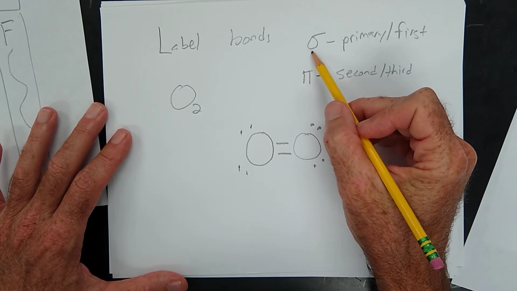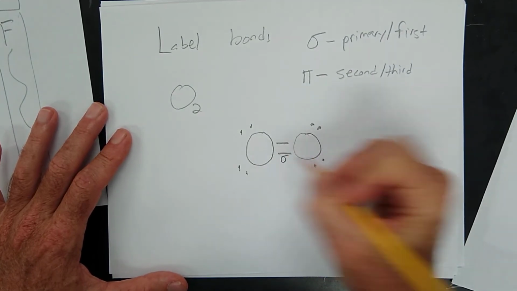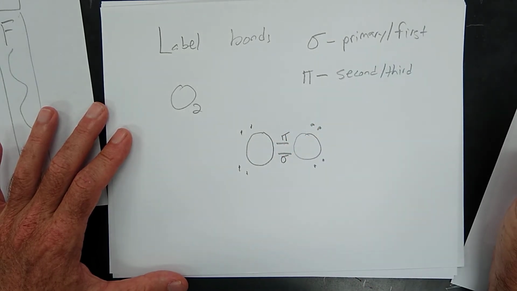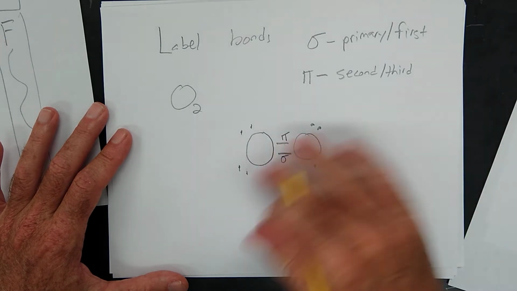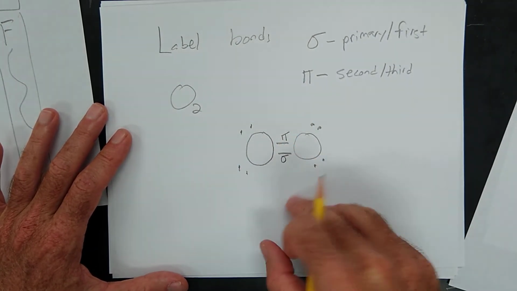And now, if we're going to draw the sigma and the pi bonds, we'll label one of these as the sigma and any others as the pi. Does that make sense? Does that make sense to you? Both of the oxygens have 8. We have a sigma and a pi.